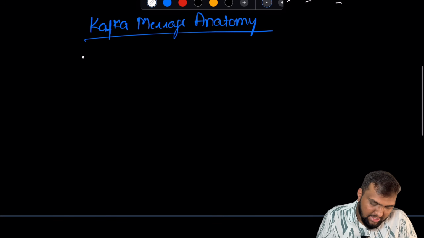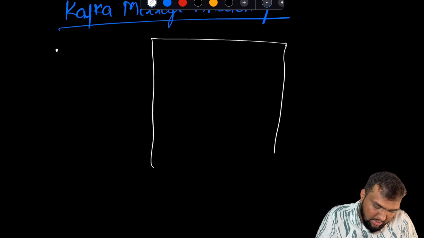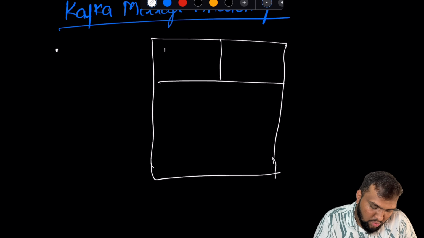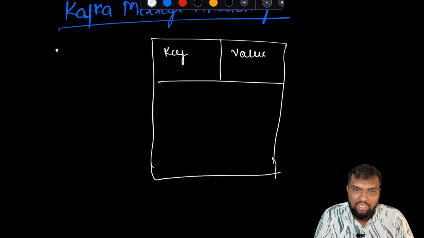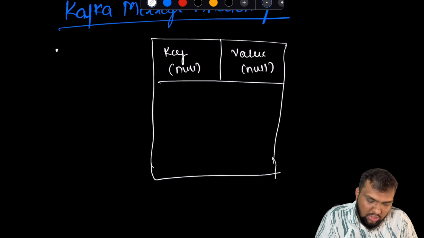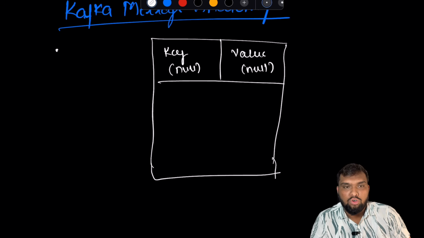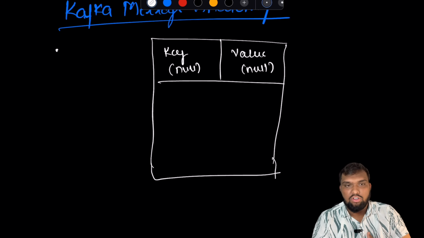So a Kafka message anatomy looks something like this. Let me explain that in a better way. Imagine this is a box where, as I told you, we have a key and a value. Both can be null, so I'll just mention that as null. You know what a key and a value are. If you do not know already, Kafka messages are created by producers. A Kafka message consists of many elements, and we will talk about all of them.